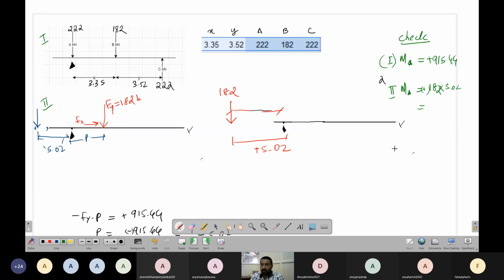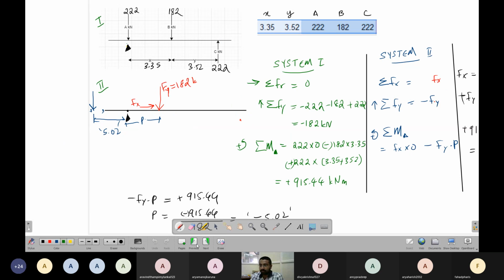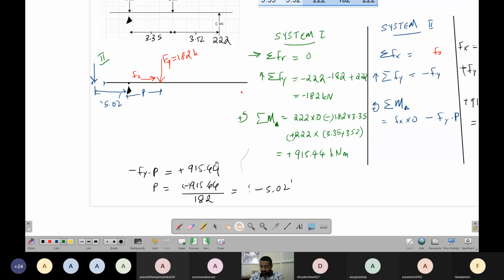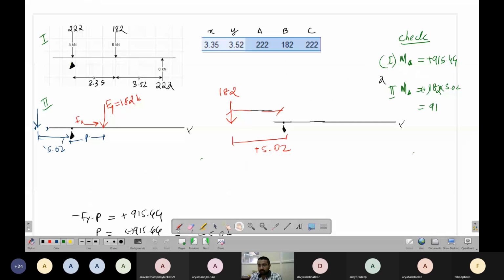So this is 913, so something around 91. This value should match. So 915.44 divided by 182 is what was done. So basically 182 into 5.02 should be 915.44. So if there is any mistake in the value calculation you check, but the idea is this.